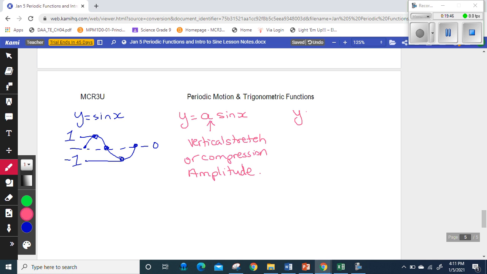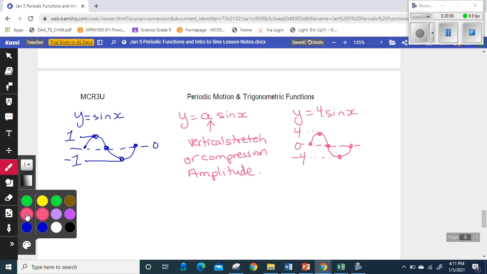So if I have something like y equals 4 sine x, well, I'm going to graph my sine curve, and it can still go through 0, but it now has an amplitude of 4. So -4 is my bottom and +4 is my top.